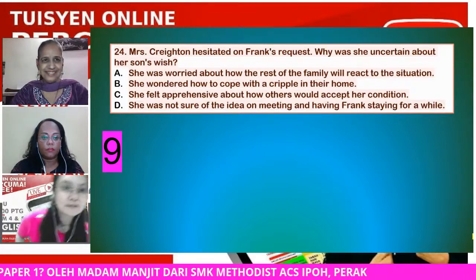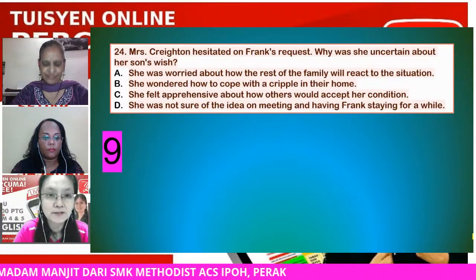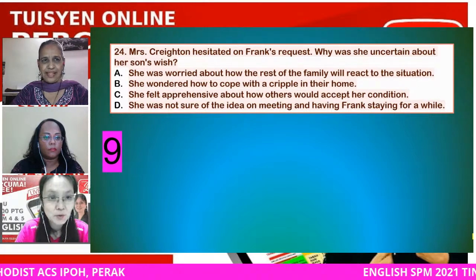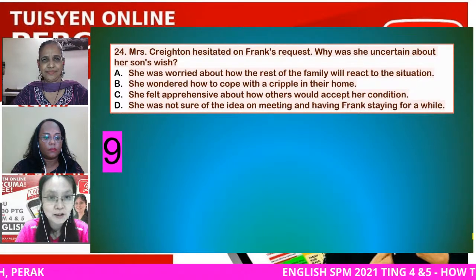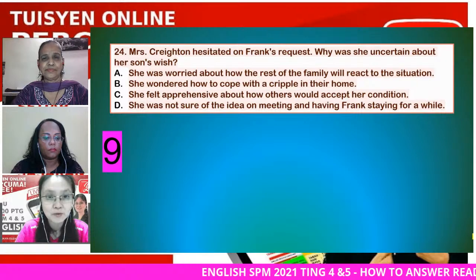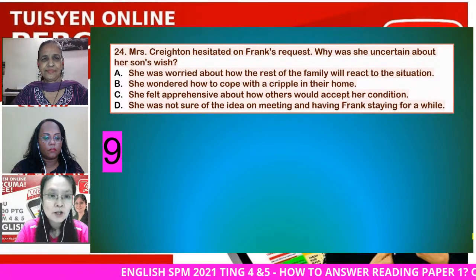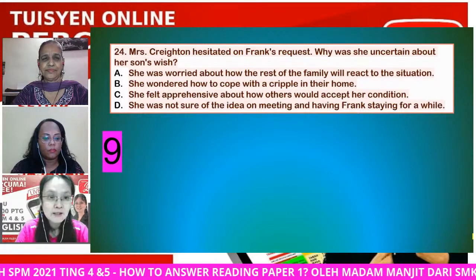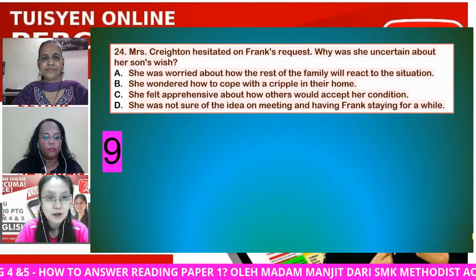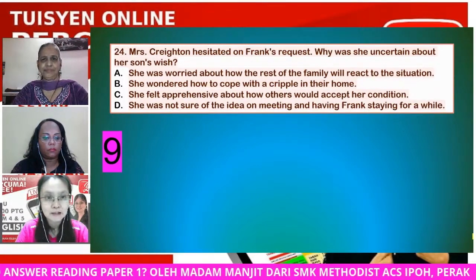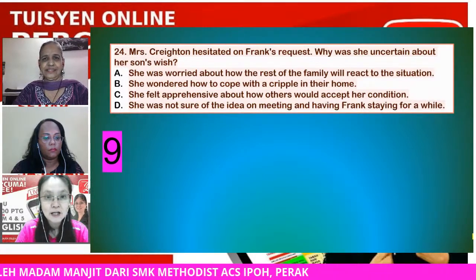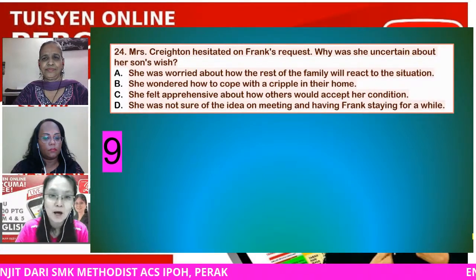Mrs. Crichton hesitated on Frank's request. Why was she uncertain about her son's wish? A. She was worried about how the rest of the family will react to the situation. B. She wondered how to cope with a cripple in their home. C. She felt apprehensive about how others would accept her condition. D. She was not sure of the idea on meeting and having Frank staying for a while.